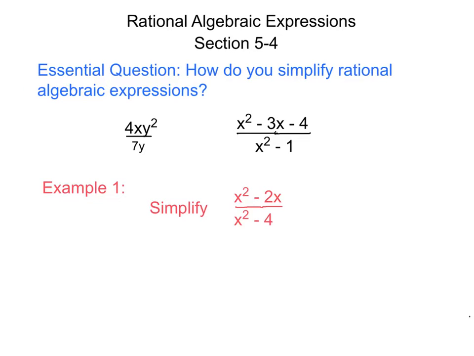So let's look at this. See if we can simplify x squared minus 2x over x squared minus 4. Okay, what we're going to do initially is factor both the numerator and the denominator and see if anything cancels out. So if we look at the numerator, we've got something common. We can take an x out, which leaves me with x times x minus 2.